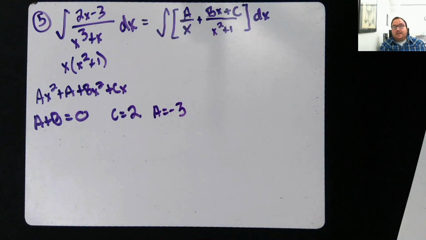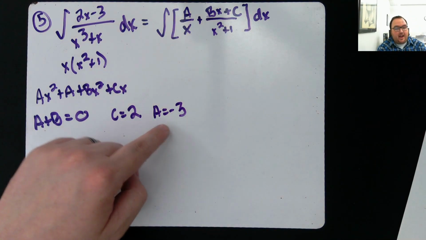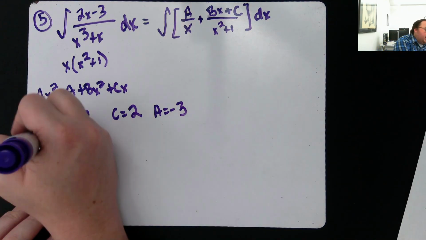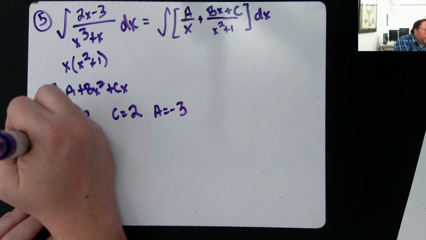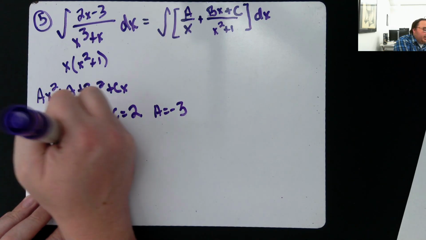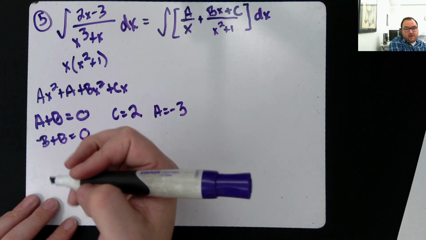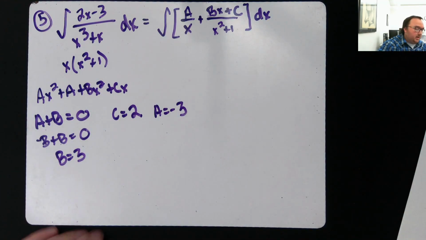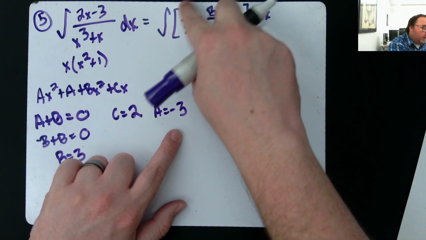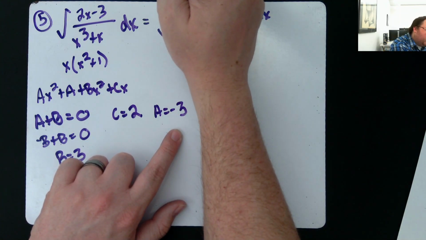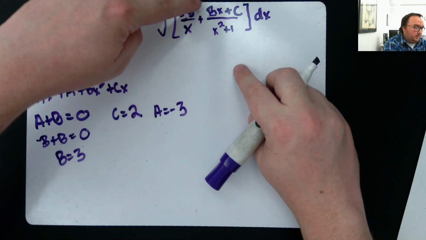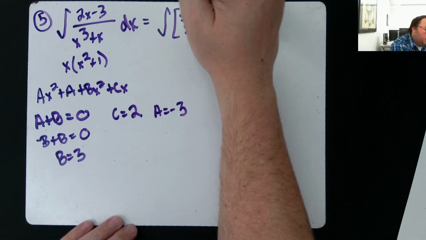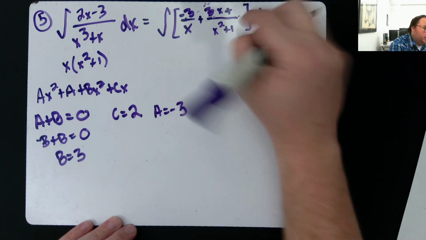Now this is really nice because it already tells us a and c. So for this one, I need to plug in a. -3 plus b is equal to 0. Add 3, and you get b is equal to 3. So this becomes -3 over x plus bx, so 3x, plus c, which is a 2.